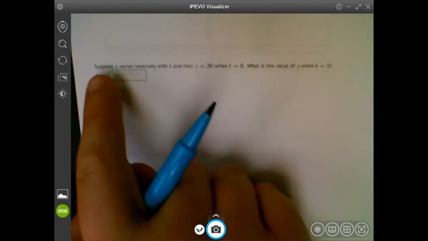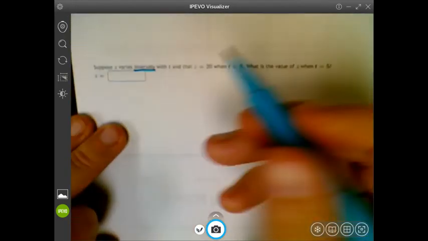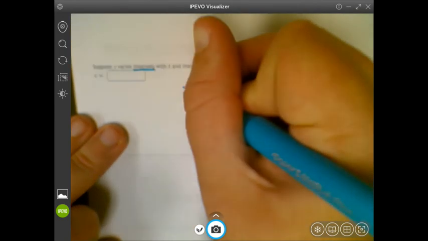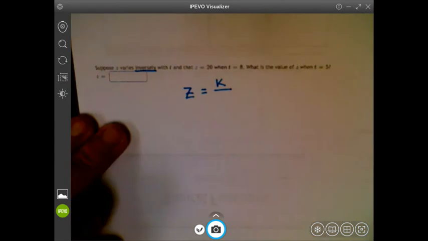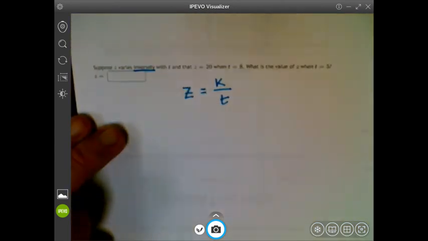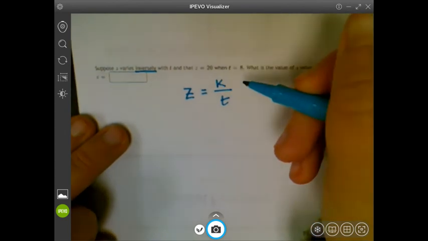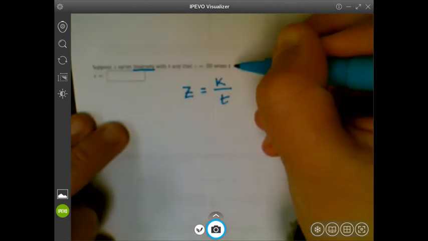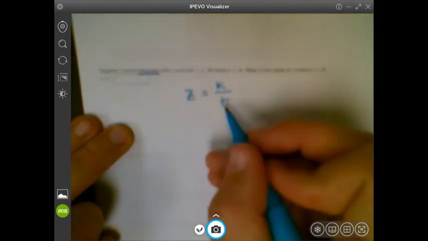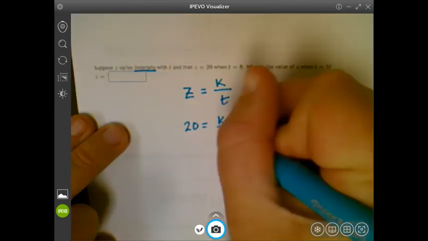All right, the last example here that we're going to do says, suppose z varies inverse proportional with t. So what that means is that z is equal to some k, some constant, over t. So this is an inverse relationship. Instead of k times t, it's k divided by t. All right, and it says z is 20, t is 8. So when they give you 20 and the 8, you can find k. So 20 equals k over 8.